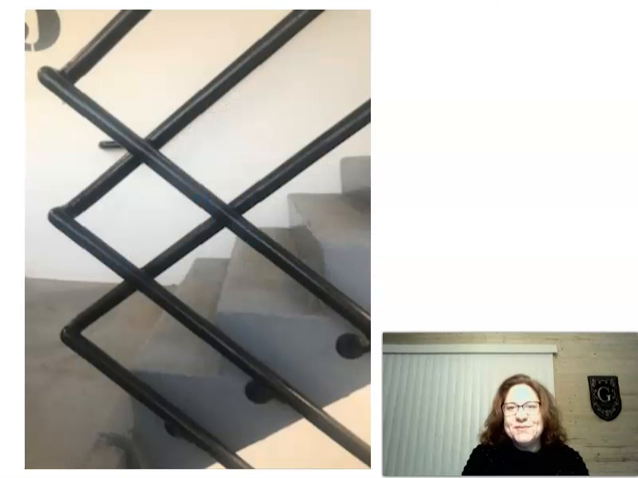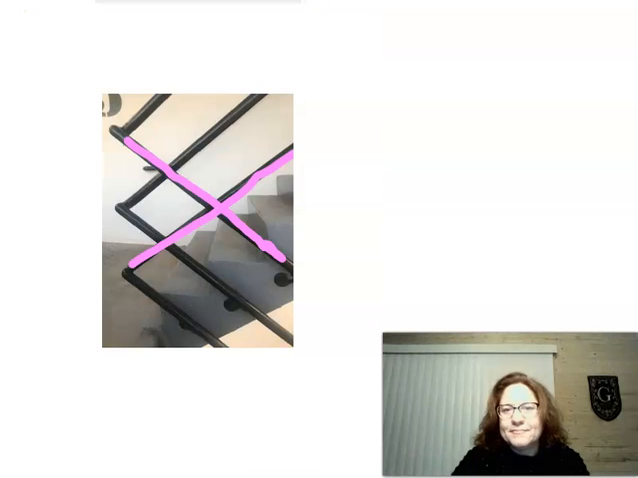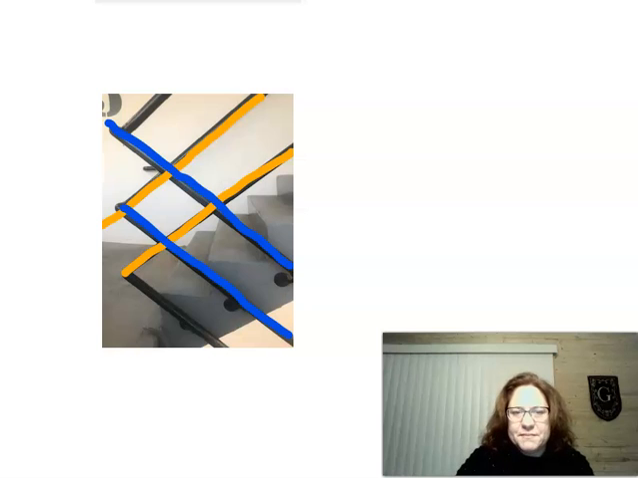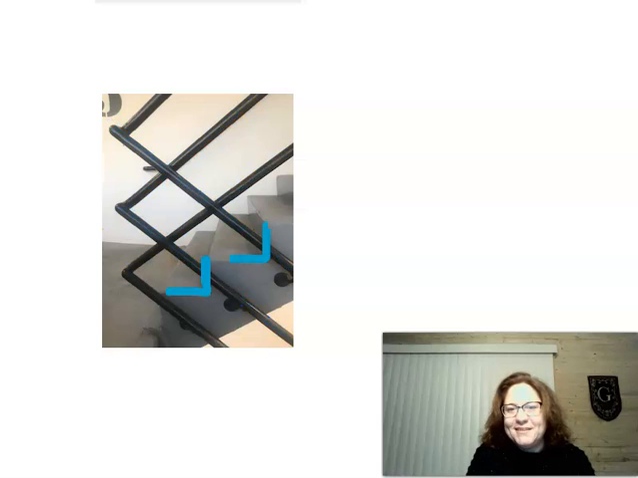All right, so when you go inside and you start climbing up the stairs, what kind of lines or angles do you see here? Right, there's some intersecting lines. What other type of lines do you see? Well, I see some parallel line segments here and here. What about the steps themselves? Right. I see right angles.